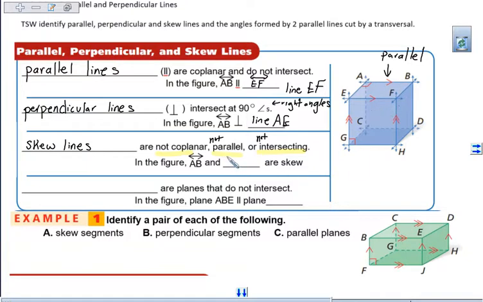What you could say is line EG. You could also say line FH. You could also say line DH. And you could also say line CG. Because they are not on the same plane, they are not parallel, and they don't intersect.